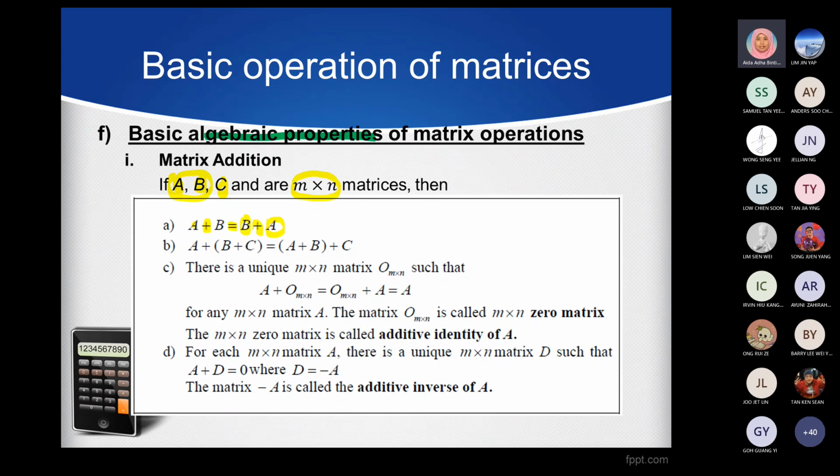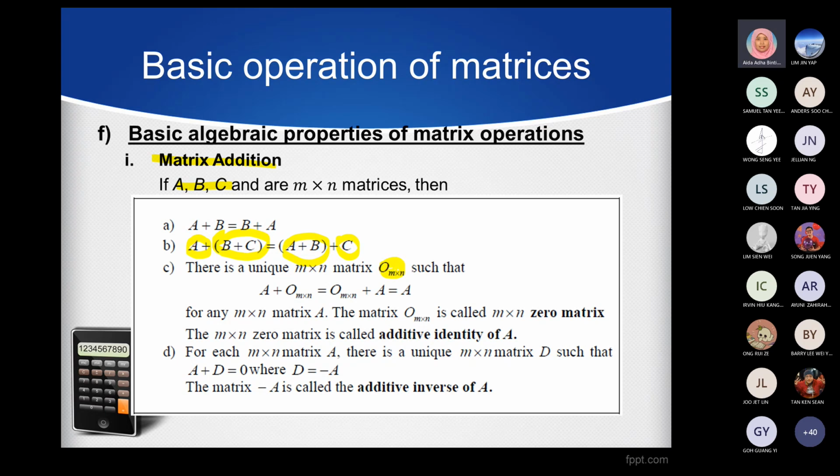If you want to do the addition for all the matrices, you can do the addition of matrix B and C first, and later do the addition with matrix A. Same thing, you can do the addition of this one first, and then add with matrix C. This is the same thing. Okay, the addition is no problem for matrices.